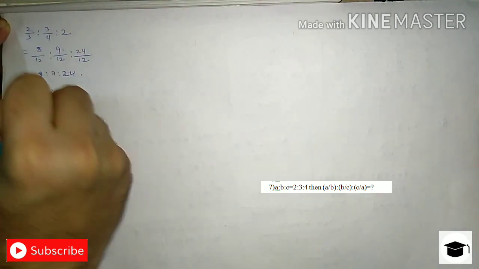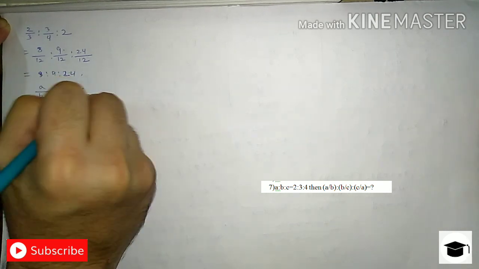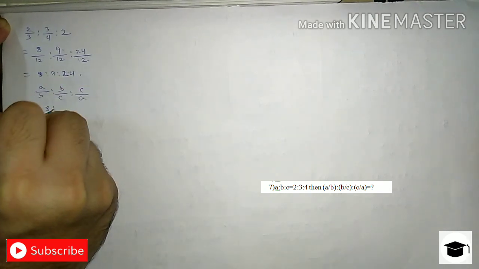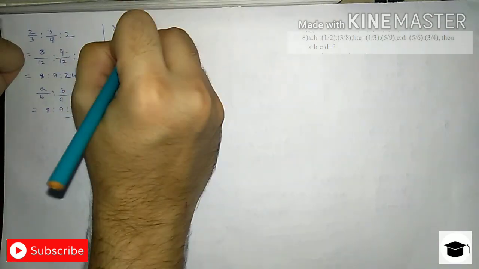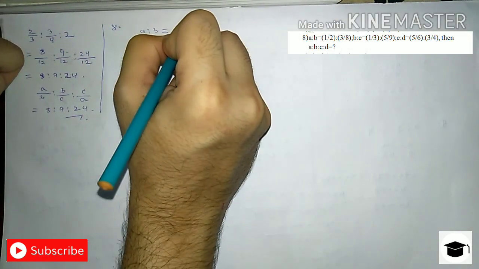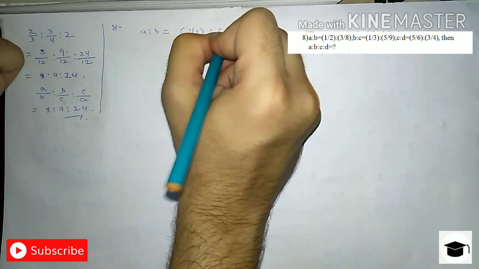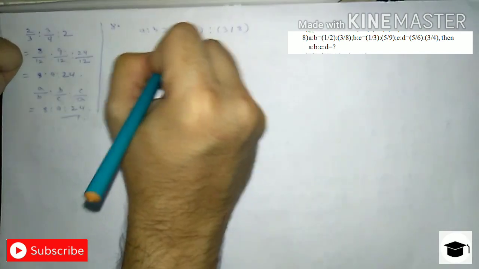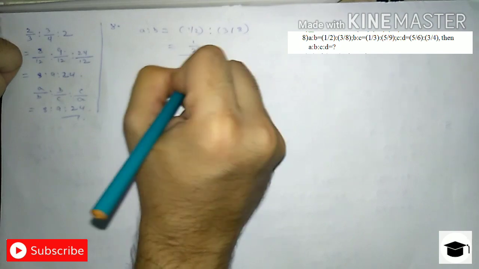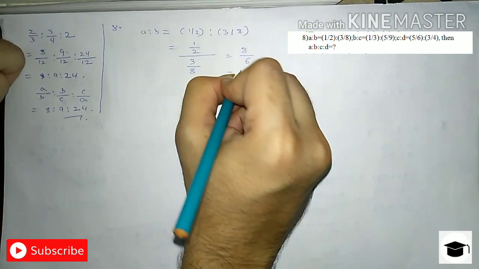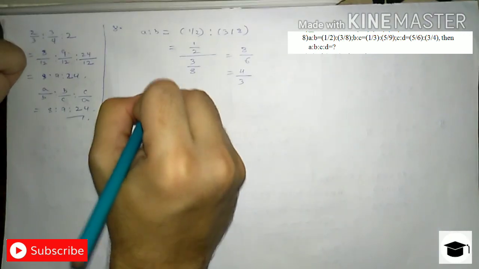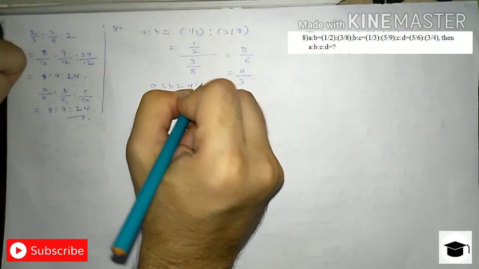So a by b is to b by c is to c by a equal to 8 is to 9 is to 24. Next question, a is to b equal to 1 by 2 is to 3 by 8, that is 1 by 2 by 3 by 8 equal to 8 by 6, 4 by 3. So a is to b equal to 4 is to 3.